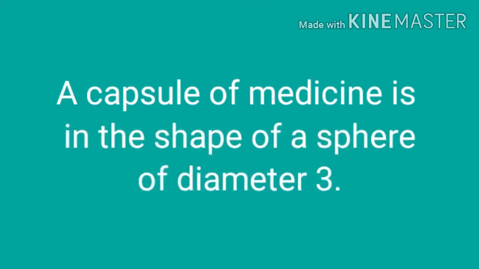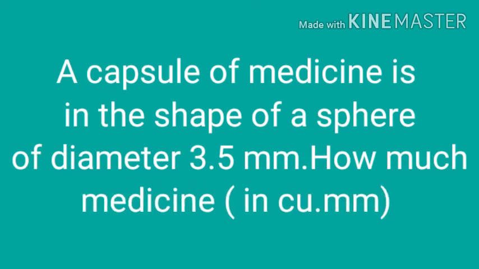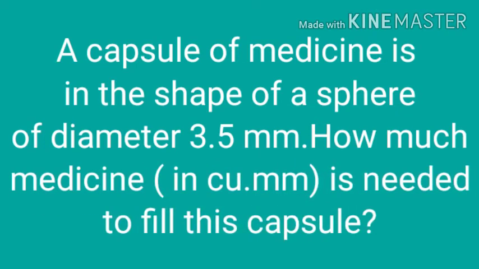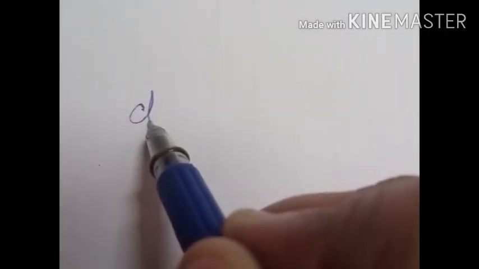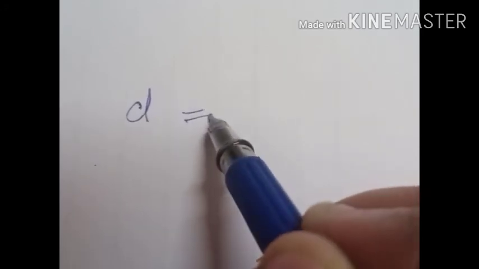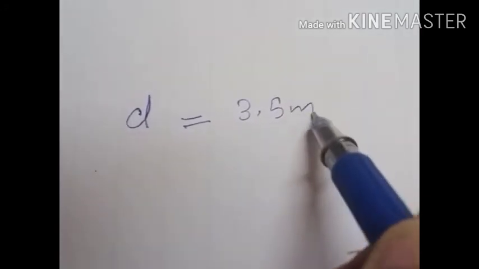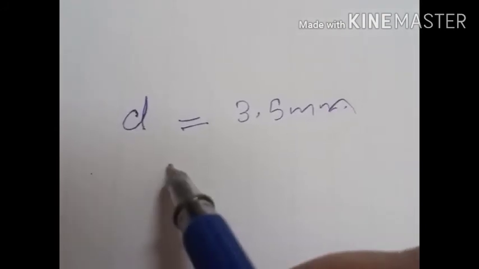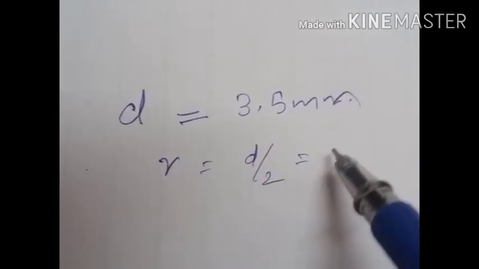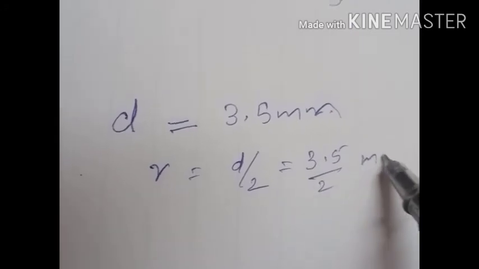Now exercise 13.8, last question. Question number 10. A capsule of medicine is in the shape of a sphere of diameter 3.5 millimeter. How much medicine in millimeter cube is needed to fill this capsule? That means we have to find the volume of the sphere. In this question it is given that the diameter of the spherical shaped capsule D equals 3.5 mm. Then we have to find the radius r equals d by 2 equals 3.5 by 2 millimeter.